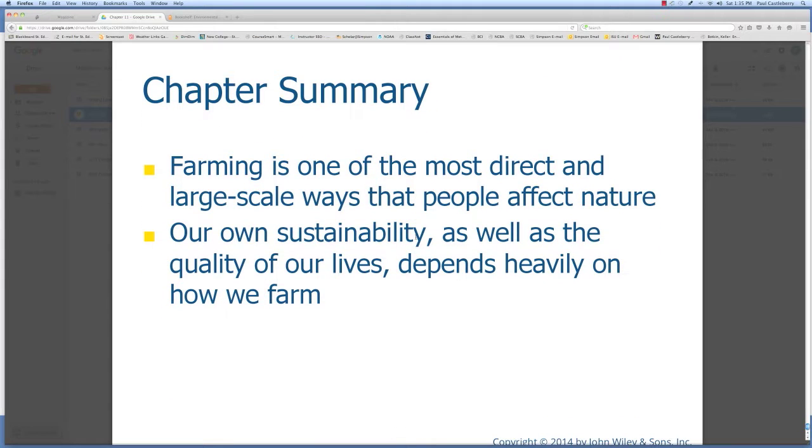So finally, farming itself is one of the best ways to feed the world. If we practice sustainability, that will impact the quality of our lives and also depends heavily on how we farm. So I hope you've enjoyed this chapter on agriculture and aquaculture. There are a lot of questions. There are also a lot of opportunities for some good discussion questions out of this, which I'll be introducing in the next week or two.